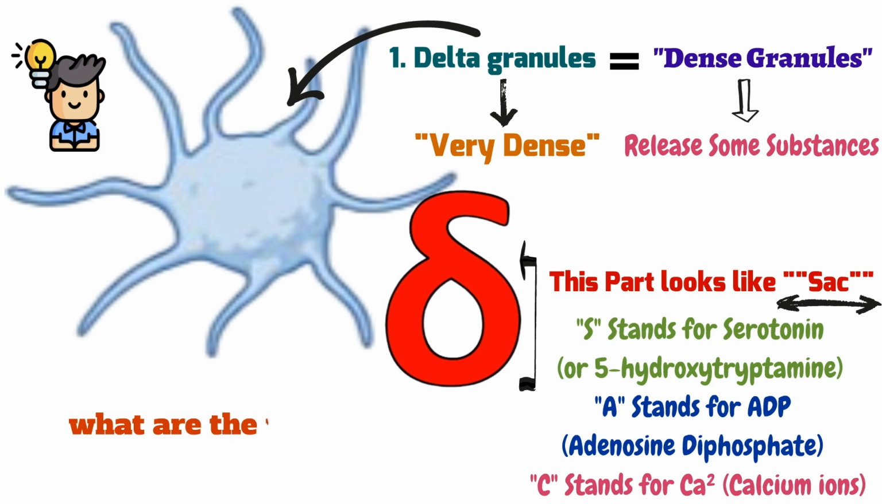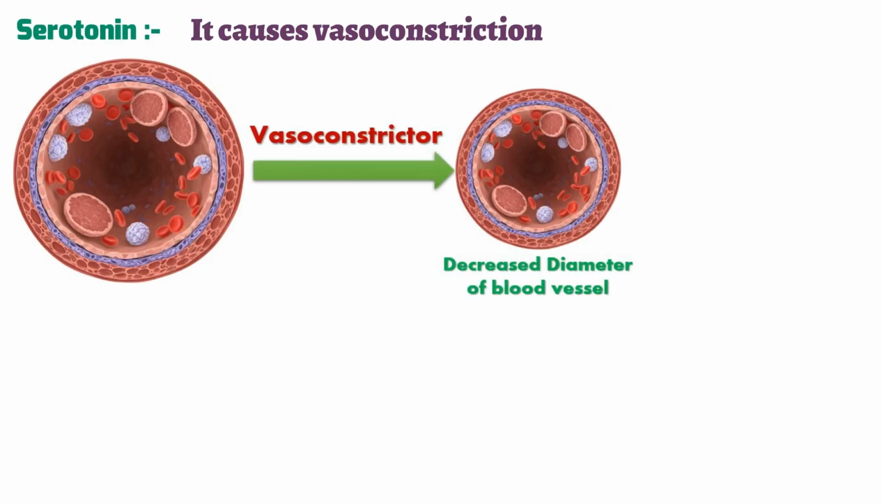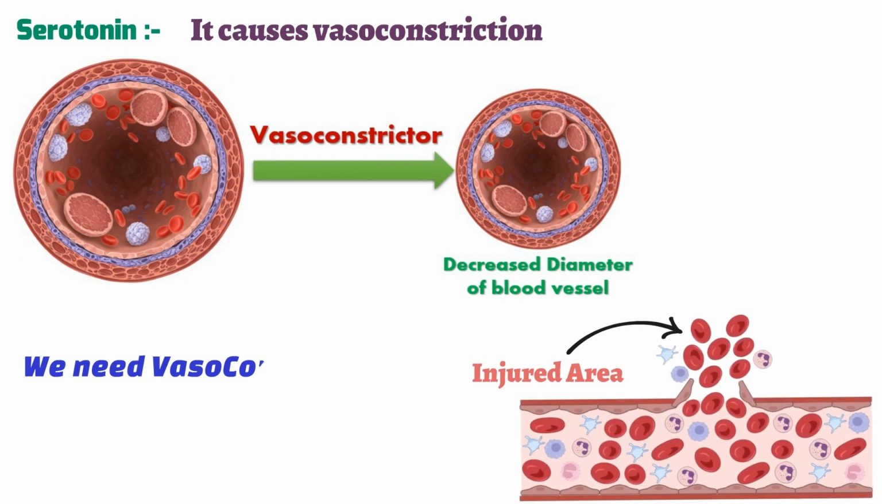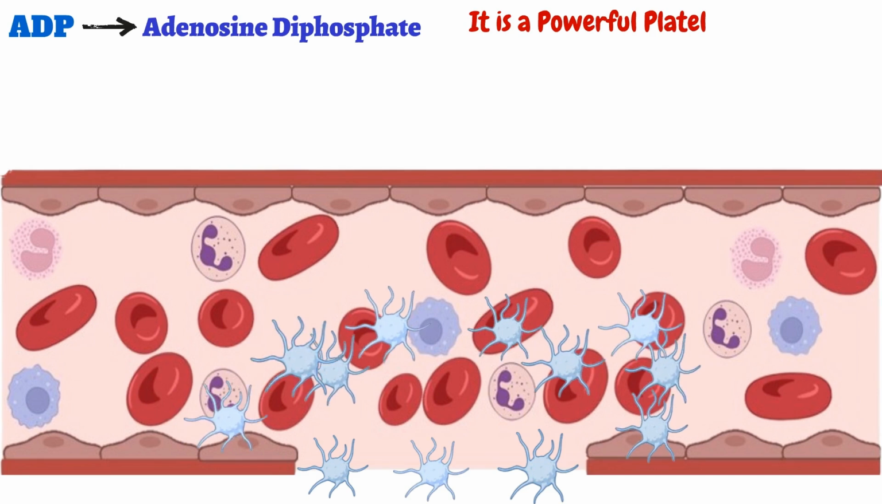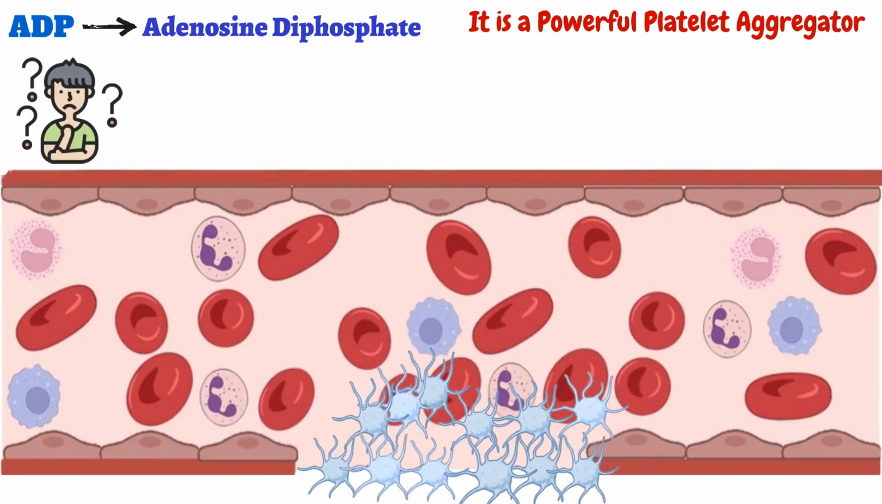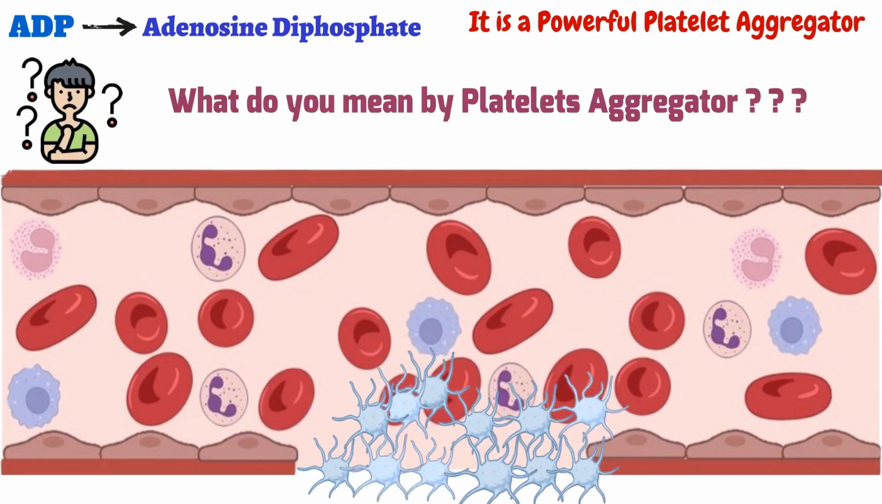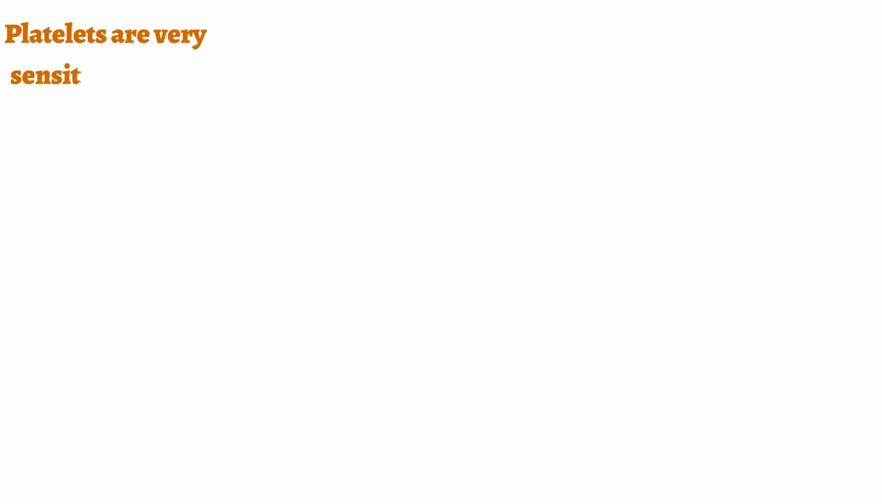Now, what are the functions of these substances? Serotonin causes vasoconstriction. And yes, we need the vasoconstriction at the injured site, right? ADP or adenosine diphosphate is a powerful platelet aggregator. You will ask, what do you mean by platelet aggregator? Platelets are very sensitive to the ADP.